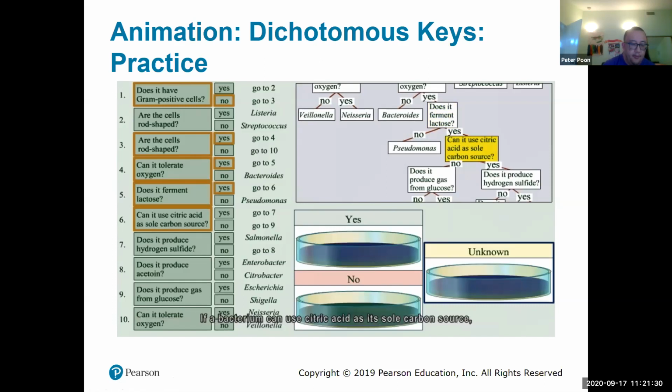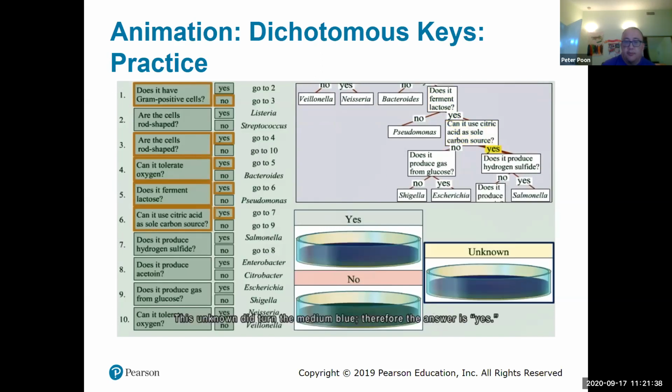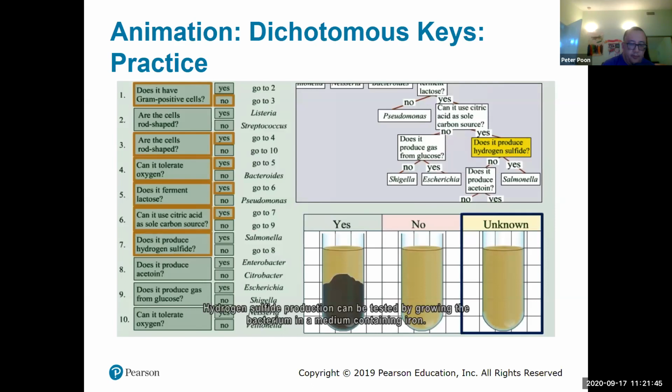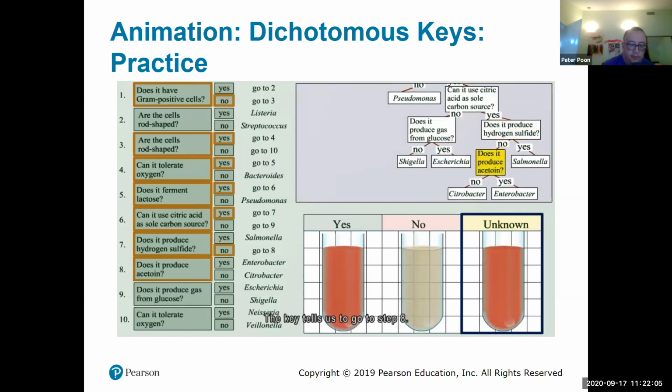If a bacterium can use citric acid as its sole carbon source, it will turn Simmons citrate agar from green to blue. This unknown did turn the medium blue, therefore the answer is yes. The key tells us to go to step 7. Hydrogen sulfide production can be tested by growing the bacterium in a medium containing iron. If hydrogen sulfide is produced, it will react with the iron to produce a black precipitate. Our unknown did not produce a black precipitate. The key tells us to go to step 8.